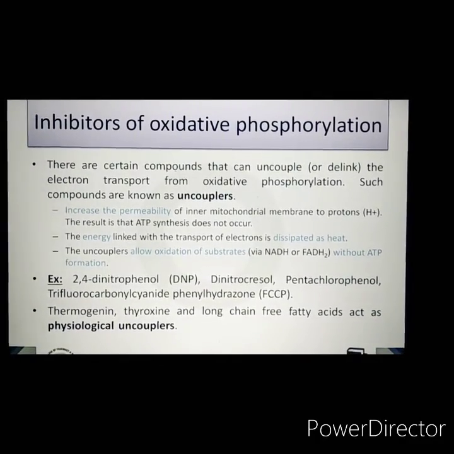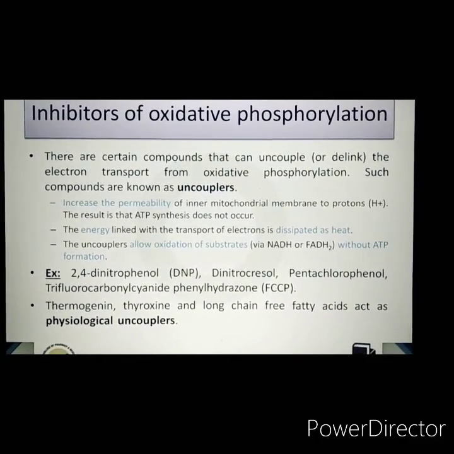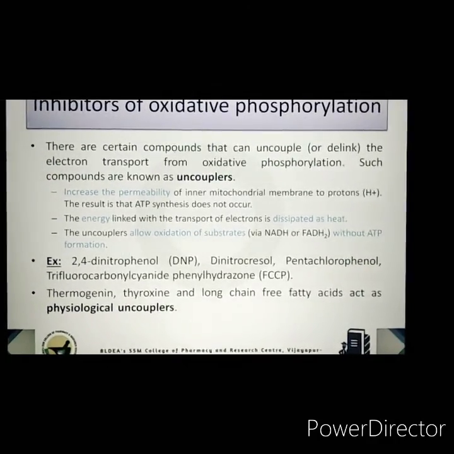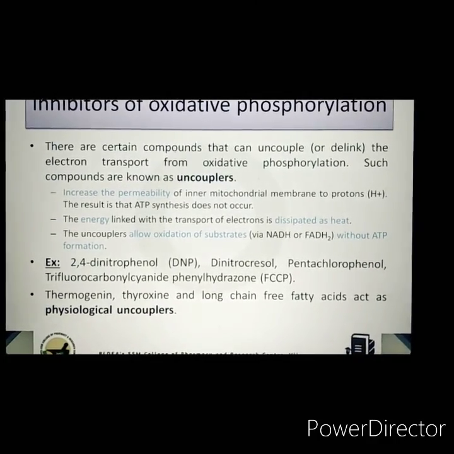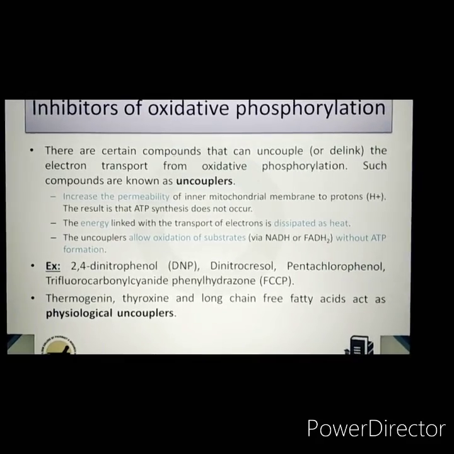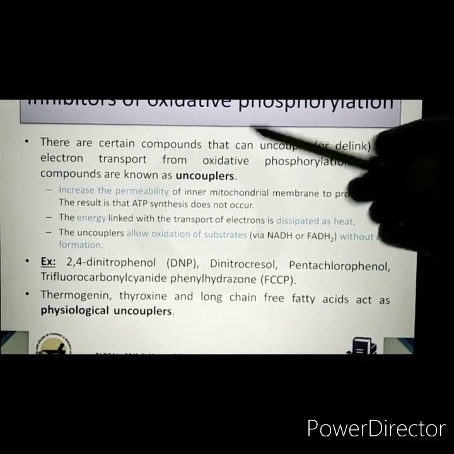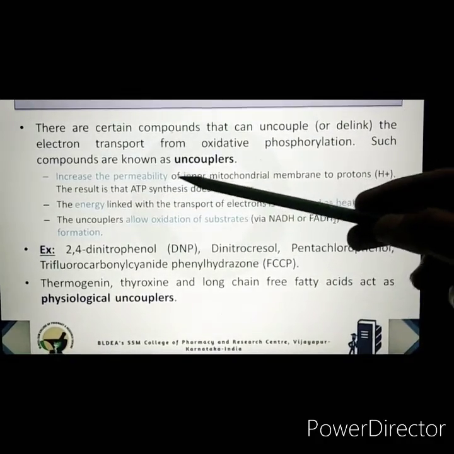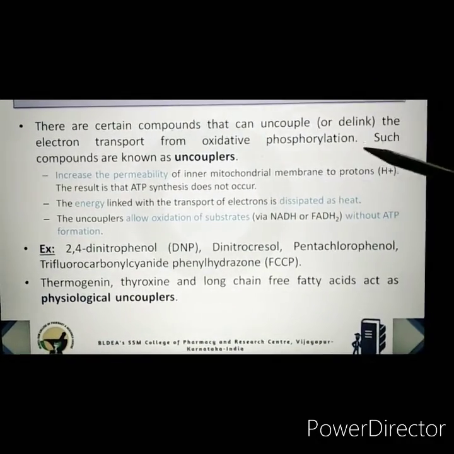So now coming to the inhibitors of oxidative phosphorylation. As we have learned, these inhibitors of oxidative phosphorylation are also known as uncouplers. So what are the characteristics of these uncouplers? These uncouplers increase the permeability of the mitochondrial membrane to protons.